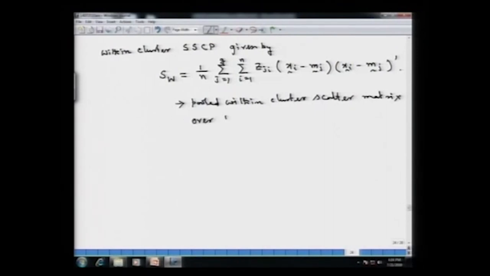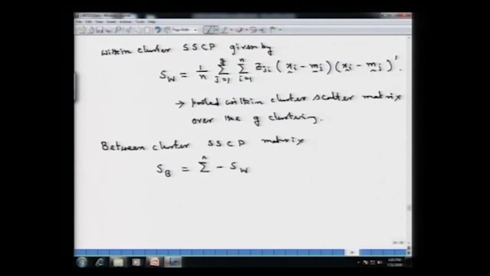Over the g clusters. So, suppose we have a clustering algorithm giving us g clusters; then S_W, the sum of squares and cross product scatter matrix, is defined by this particular quantity. We also defined the between cluster sum of squares and cross product scatter matrix, S_B, which is given by this sigma hat matrix minus the within cluster sum of squares and cross product matrix. It is elementary to see that this reduces to the sum over j equal to 1 up to g of n_j divided by n, times (m_j minus m), the grand mean, multiplied by (m_j minus m) transpose.